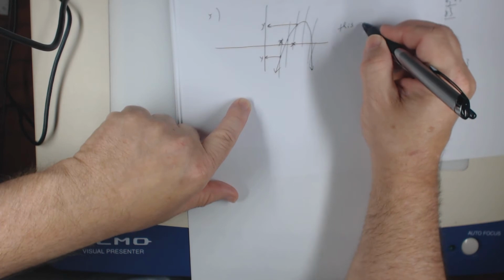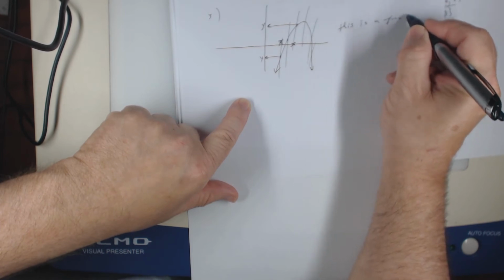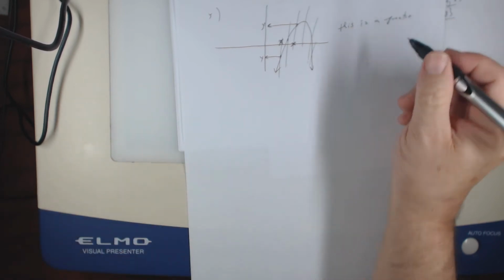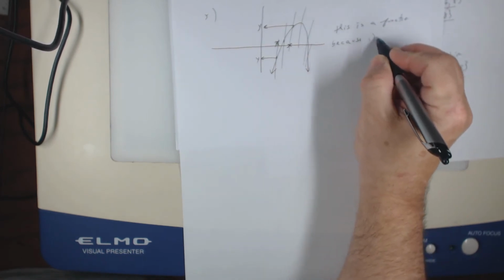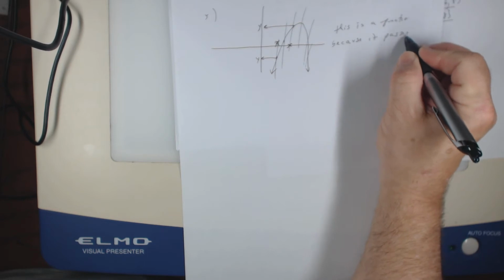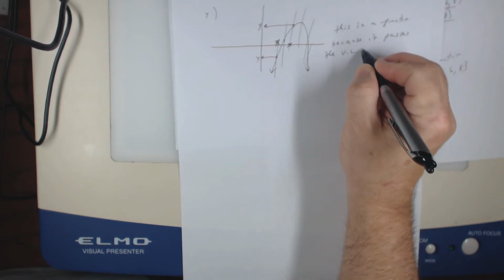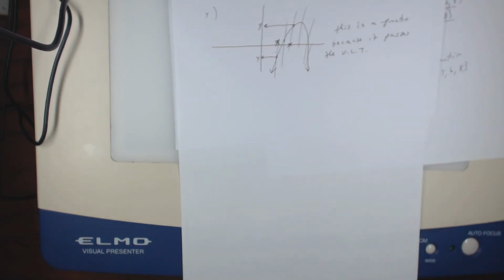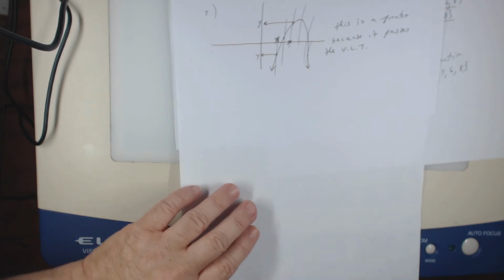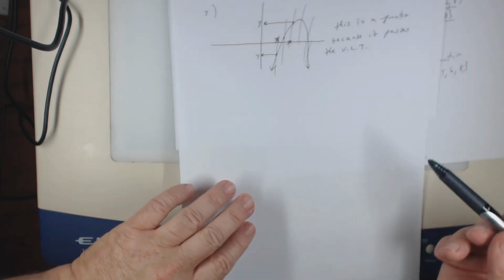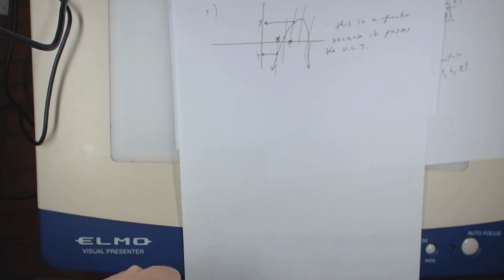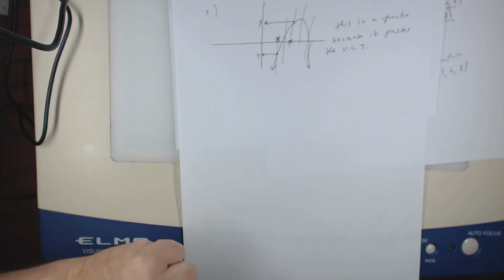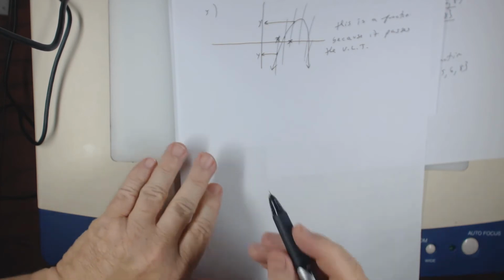So what you're going to say is this. This is a function. Here's how you write it. You're going to say this is a function because it passes the vertical line test. Okay, because it passes the vertical line test. So the previous one, you would say this is not a function because it fails the vertical line test. So either it passes the vertical line test or it fails the vertical line test.